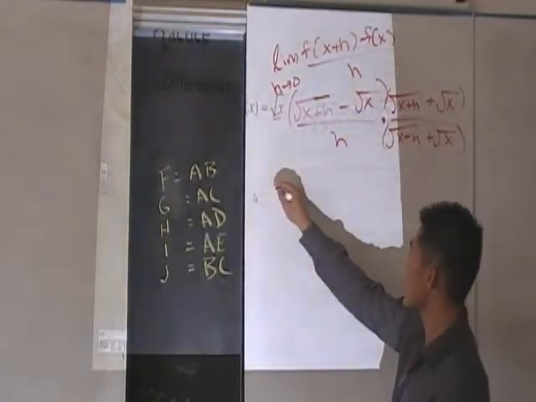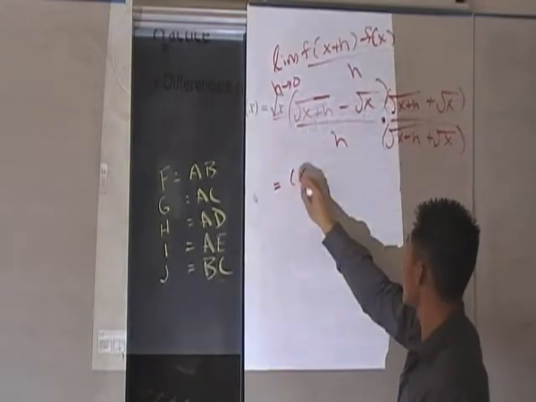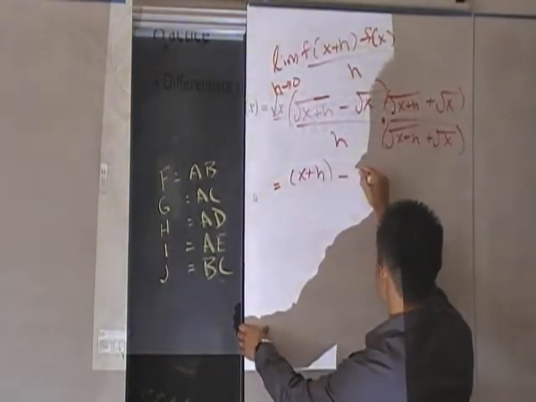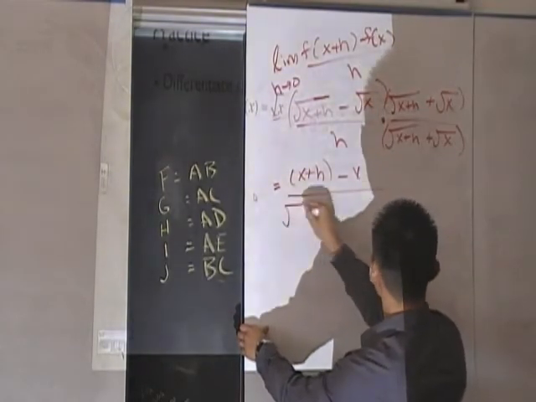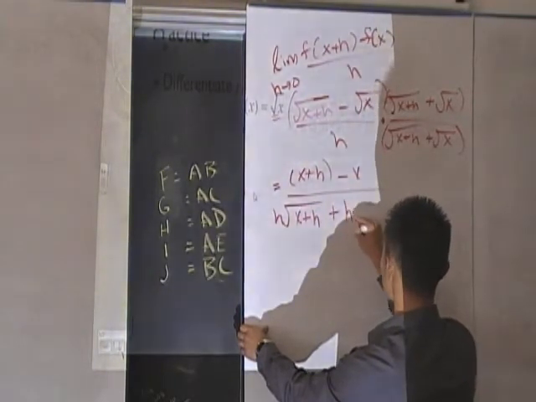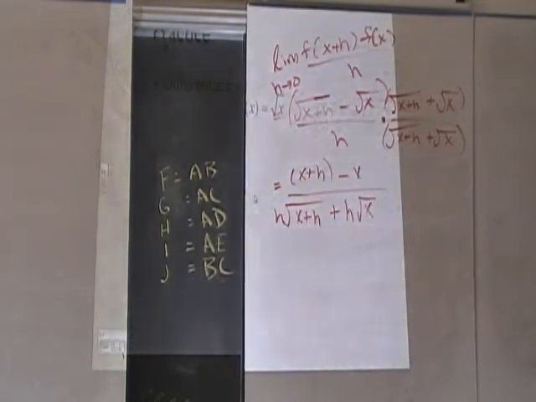Okay, when you multiply, you should get this right here. Let's see. X plus h. I know, but I'm just making sure. That'll cancel out. Good. Minus x over square root of h x plus h plus h square root of x. Everyone okay there? Any questions?